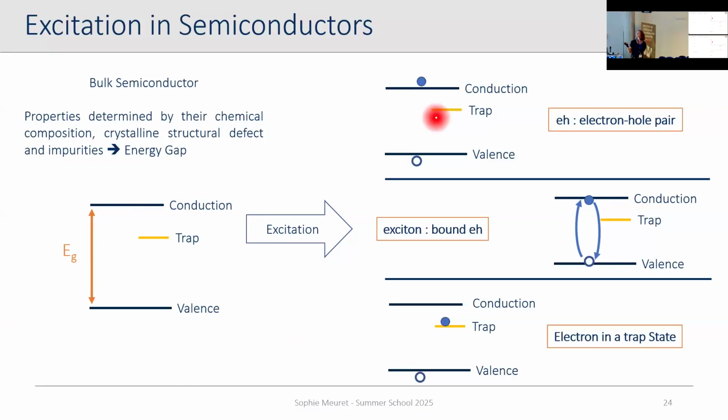You can have an electron coming from your valence band up to your conduction band, and that's usually what we call an electron hole pair. You can have what we call an exciton, which is just an electron hole pair that is bound with each other. Or you can have an electron in a trap state and a hole inside the valence state, or the opposite if the trap is close to the valence band. Okay, so how can you look at all of this using electrons?